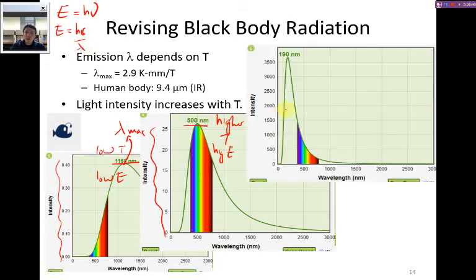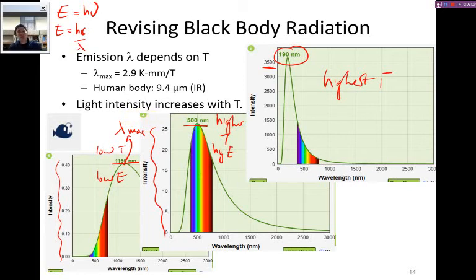So again, changing to the highest temperature, we see that indeed the wavelength of maximum emission continues to go down, the intensity continues to go up. And so these are common properties of blackbody radiation, is that the wavelength that's emitted depends upon the temperature, and the intensity also depends. It increases with the temperature.